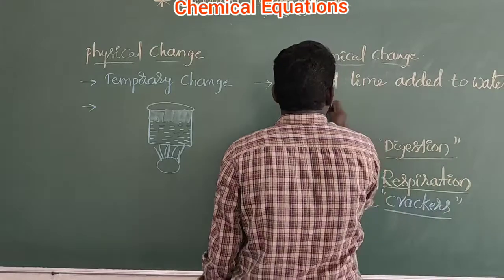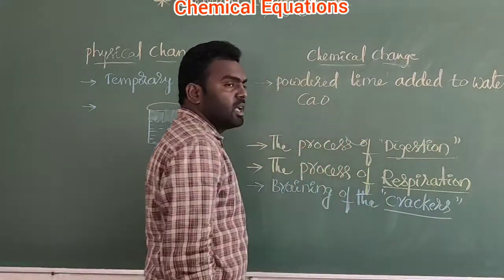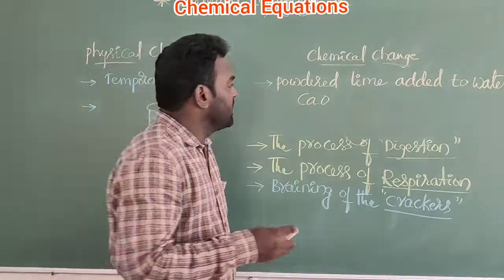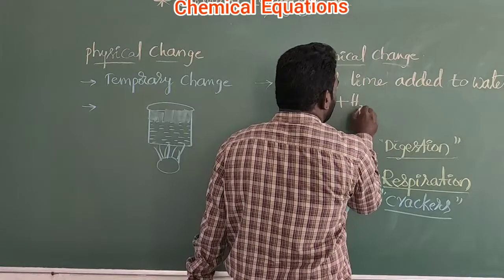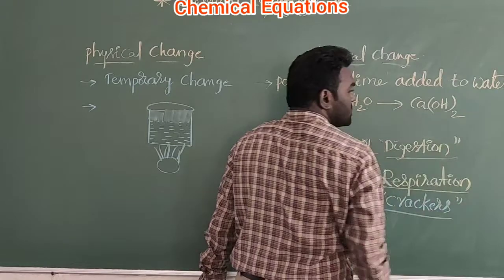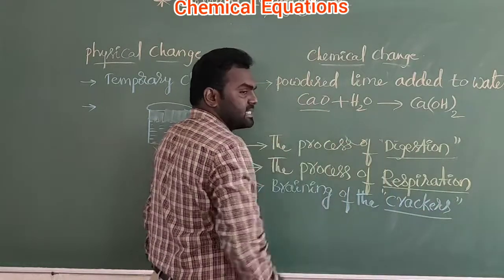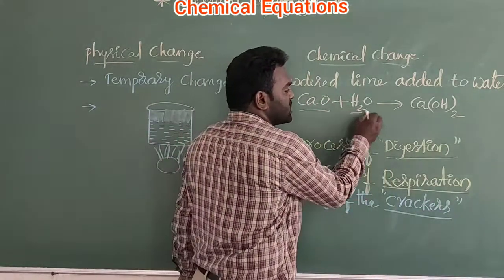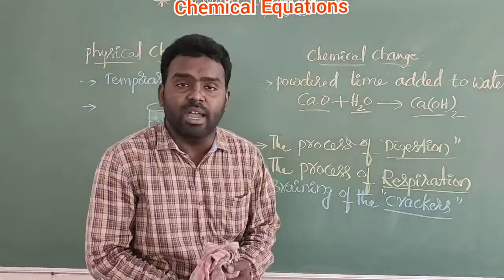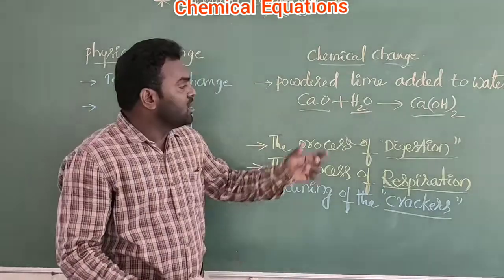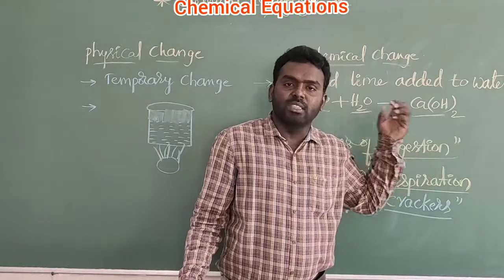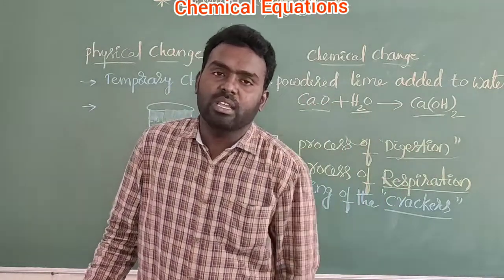Powdered lime means lime with the formula CaO, which is calcium oxide. This calcium oxide is dissolved in water, and then it forms Ca(OH)2, calcium hydroxide. By observing this reaction, we see that the initial substances are completely different from the final product. Therefore, this type of reaction is also called a chemical change.